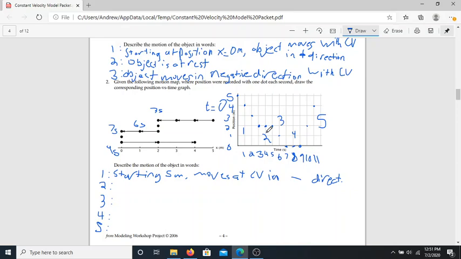Cool. Section 2, easy. We can look at it. It would be a nice horizontal line. We know from what we talked about earlier that means it is stopped. So section 2, object is at rest.